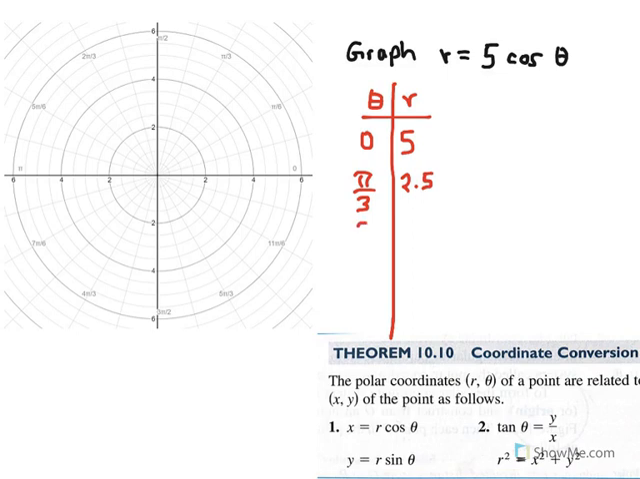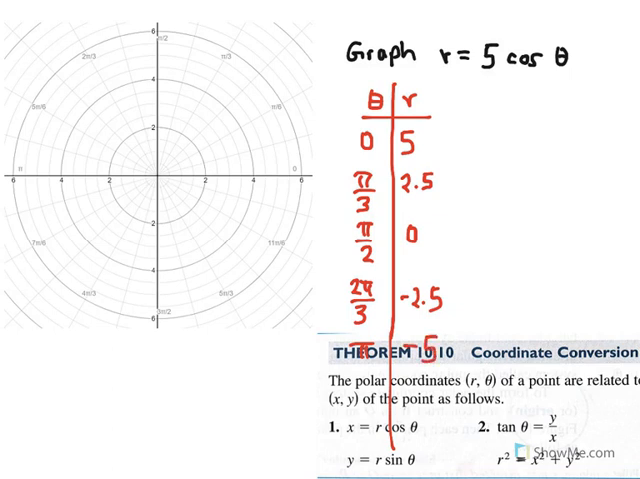You can try pi over 2. Cosine of pi over 2 is 0. 5 times 0 is 0. You can try 2 pi over 3. Cosine of 2 pi over 3 is negative 1/2. 5 times negative 1/2 is negative 2.5. You can try pi. Cosine of pi is negative 1. 5 times -1 is -5.